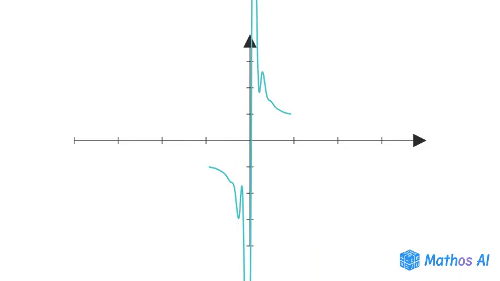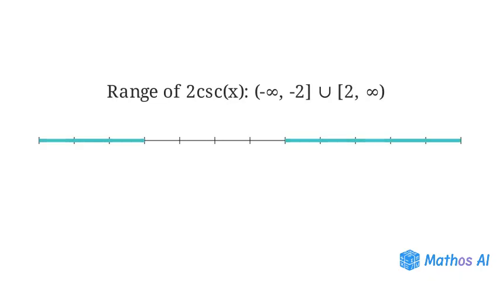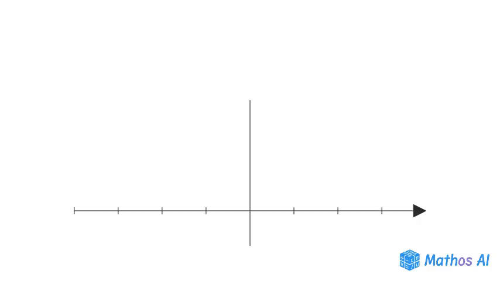This scales the function vertically. Every point on the graph moves twice as far from the x-axis. This vertical stretch doubles the distance of our range values, shifting our boundaries to -infinity up to -2 and +2 up to +infinity. Finally, we add 4 to our function.